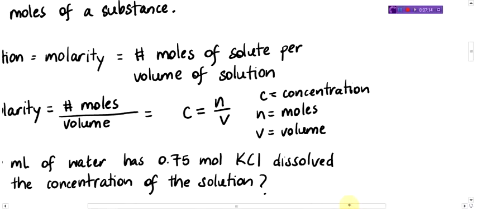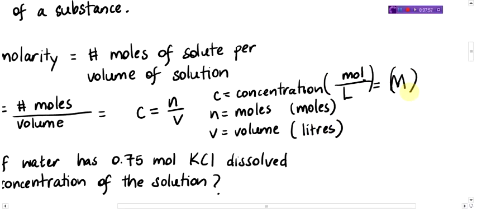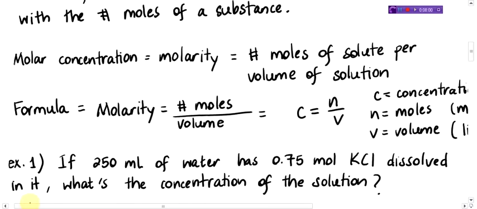Now concentration will result in units of moles per liter. And we can abbreviate this with a capital M, which stands for molar. Our units for moles are moles. The units for volume would be liters. So if you're not given liters in a question, you would need to convert to liters. So let's do a few examples.